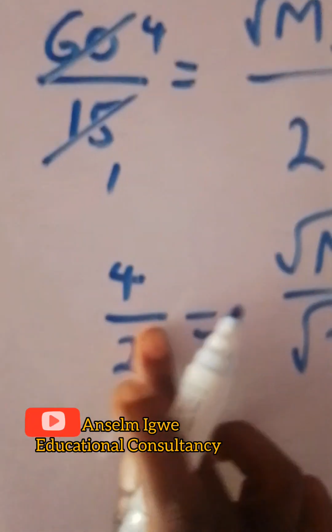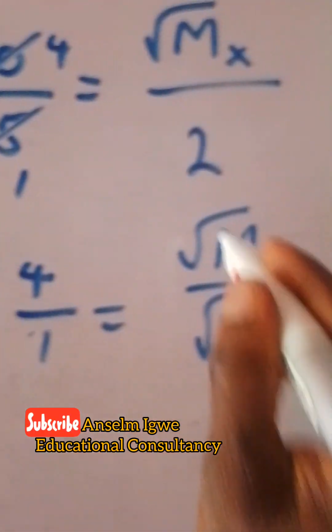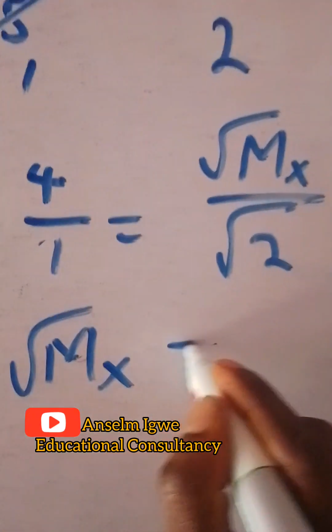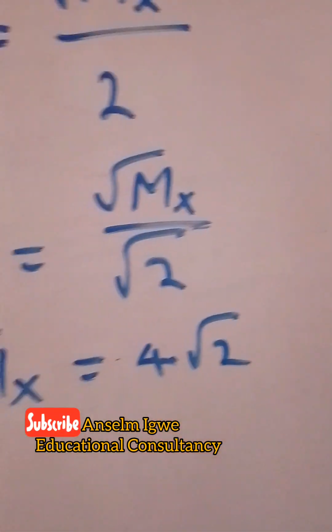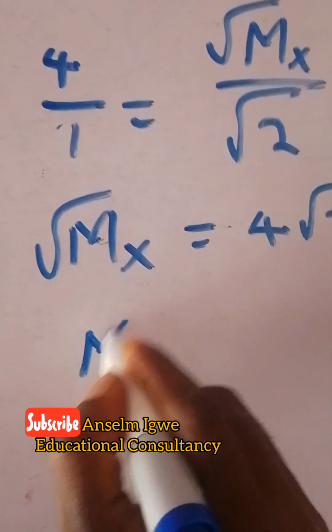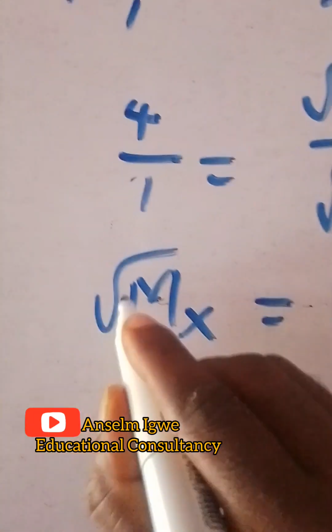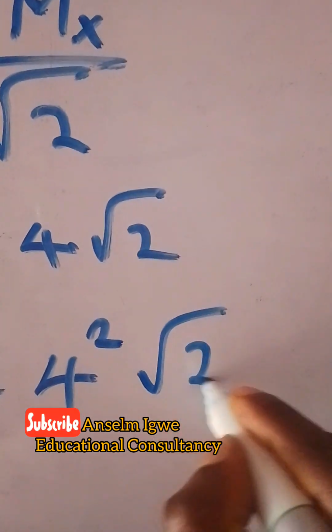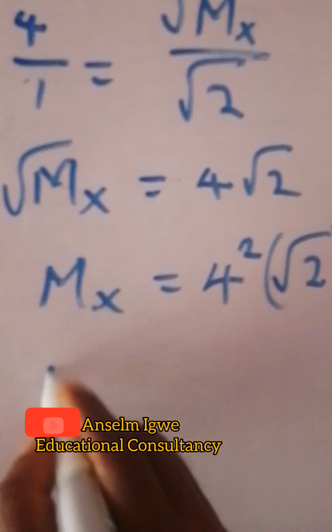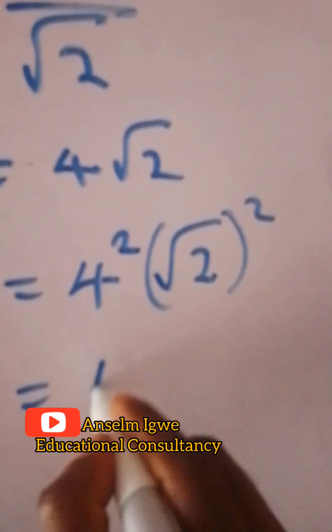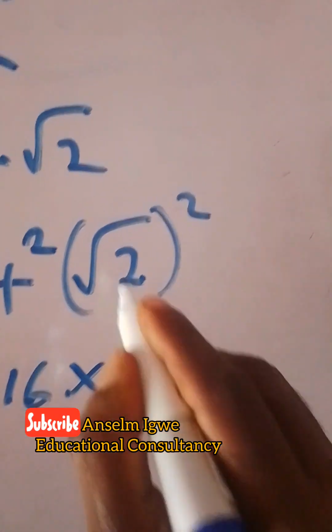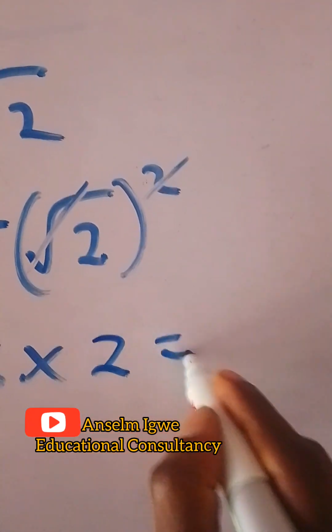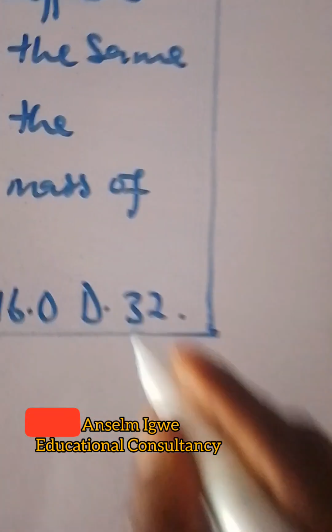This is 4 over 1, not 4 over 2. So square root of mx times 1 is the same thing as square root of mx. Then we have 4 square root of 2. So when we remove the square root here, it becomes square here: 4 square, then square root of 2 square. So mx is 4 square, which is 16, that is 4 times 4, times square root of 2 square, that is the square cancelling the square root, and we have 2. 16 times 2 is 32. So the answer is D.